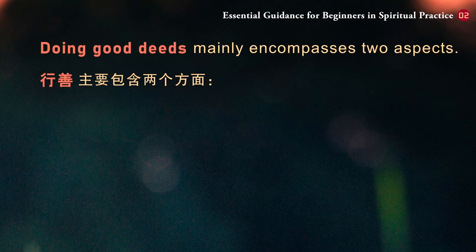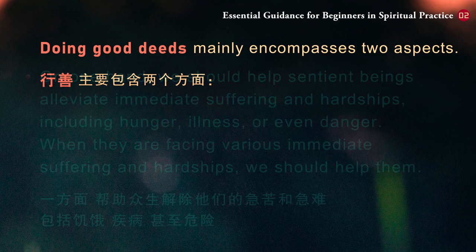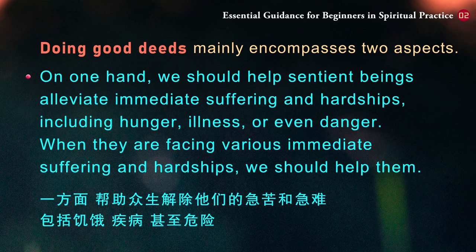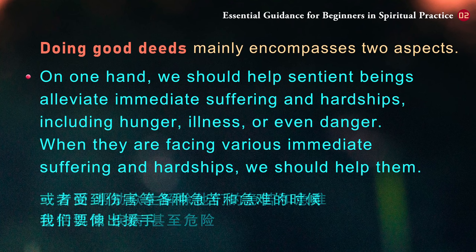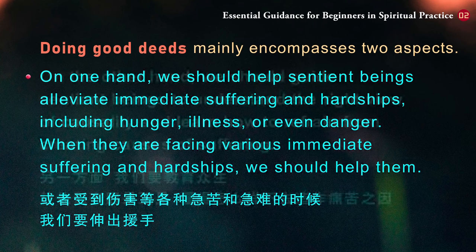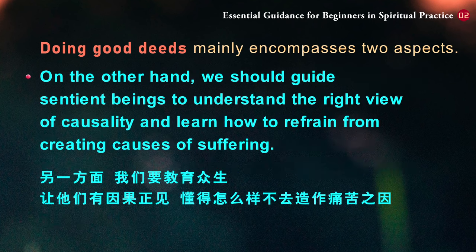Doing good deeds mainly encompasses two aspects. On one hand, we should help sentient beings alleviate immediate suffering and hardships, including hunger, illness, or even danger. When they are facing various immediate suffering and hardships, we should help them. On the other hand, we should guide sentient beings to understand the right view of causality and learn how to refrain from creating causes of suffering.